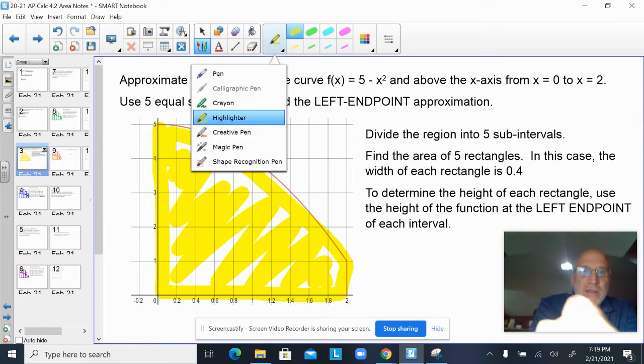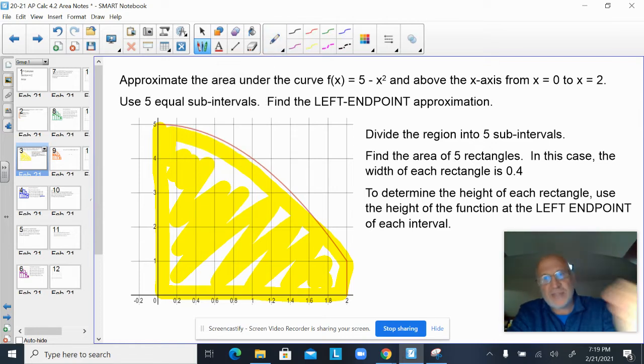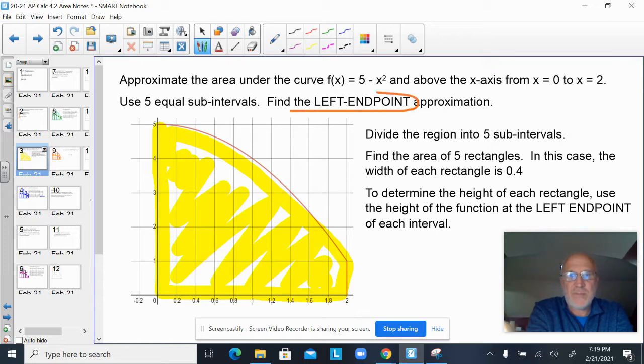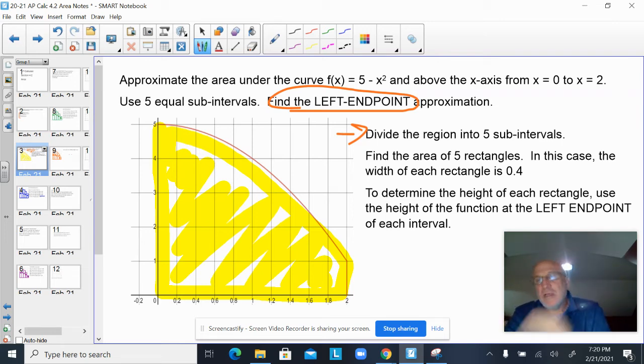So this first example, I mentioned on the last slide, we've got 4 different approximations. This first one, we're going to find what's called the left endpoint approximation. So it says, here's how this process works. We're going to divide the region into 5 subintervals. Nothing magical about 5. The problem will tell you how many intervals to create. And then based on those intervals, we're going to find areas of rectangles, and we're just going to add together the area of those 5 rectangles, and that will be our approximation. It might be an under approximation, it might be an over approximation, depends on the function. But we're going to find the areas of 5 rectangles.